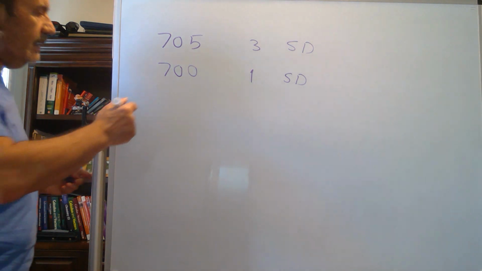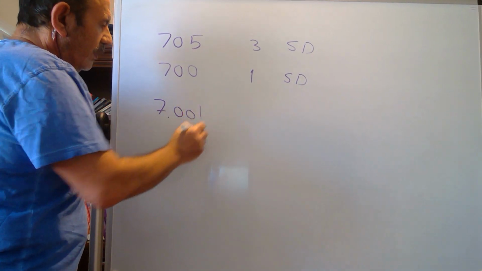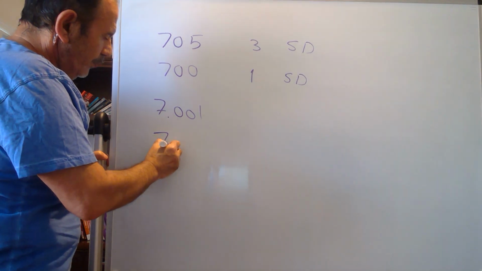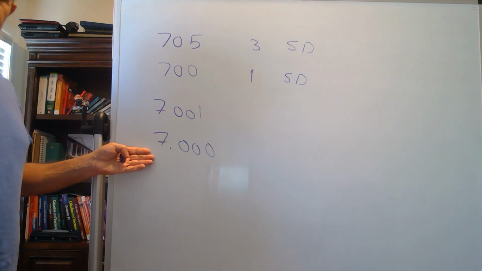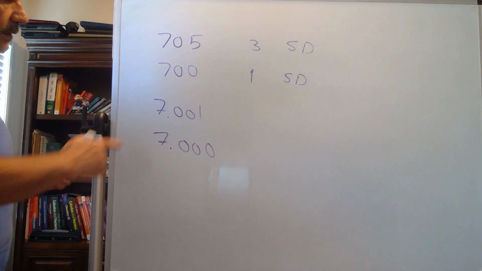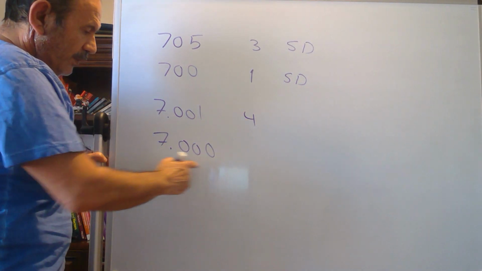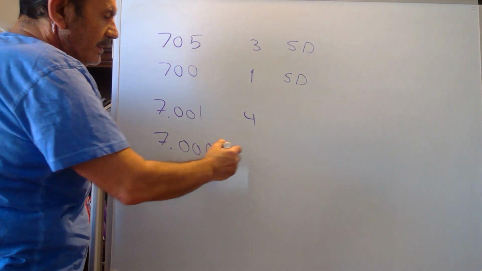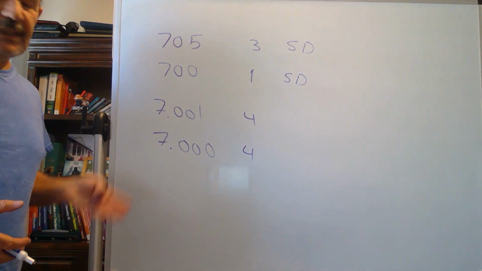Okay, or this number, 7.001 and 7.000. How many significant digits do these numbers have? The top number has 1, 2, 3, 4 significant digits. What about the bottom number? 1, 2, 3, 4 significant digits. So these numbers have the same accuracy.